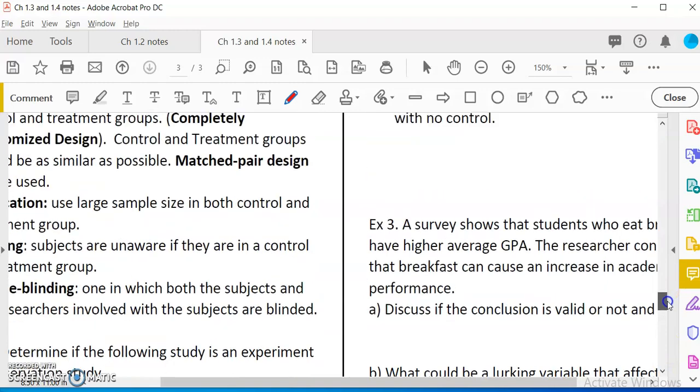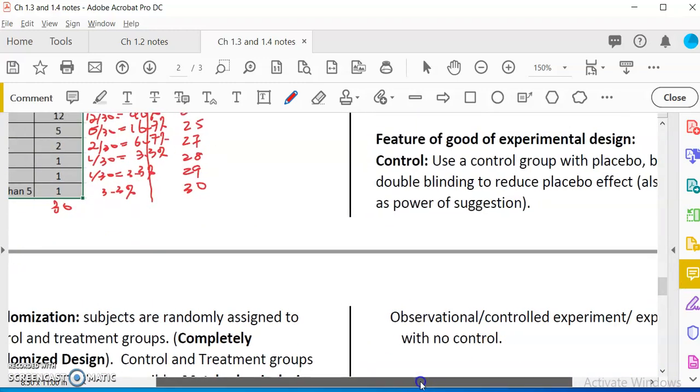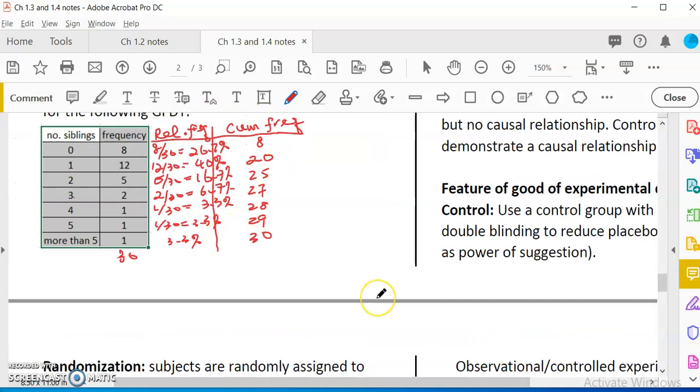Oh no, not this one. And 3 or more siblings. So 3 or more means 3, 4, 5, and more. So it would be these, right? But we don't want the frequency, we want the percentage. So the corresponding percentage would be 6.7 plus 3.3 plus 3.3 plus 3.3, three of them, right? So that would be 16.6%.